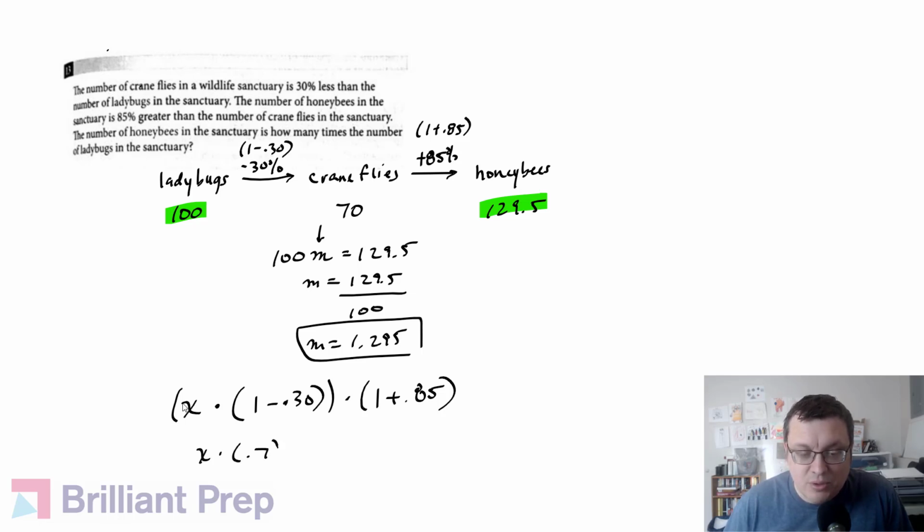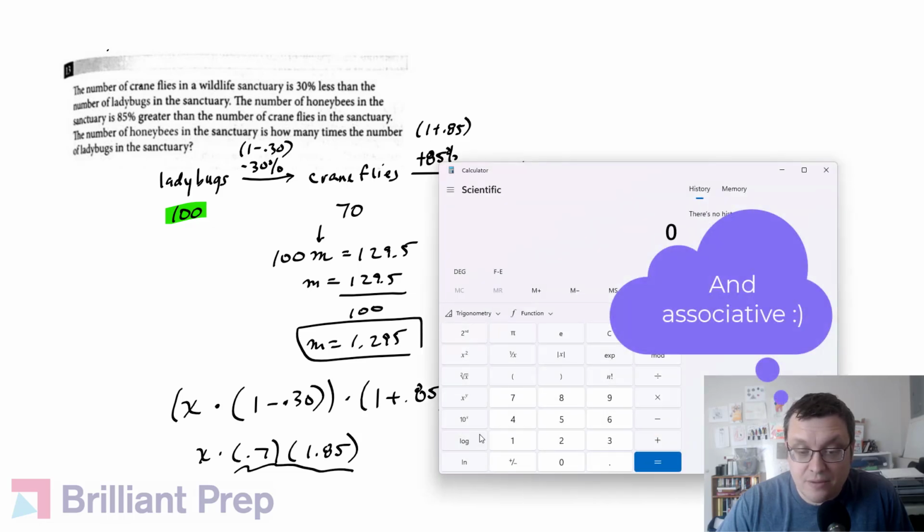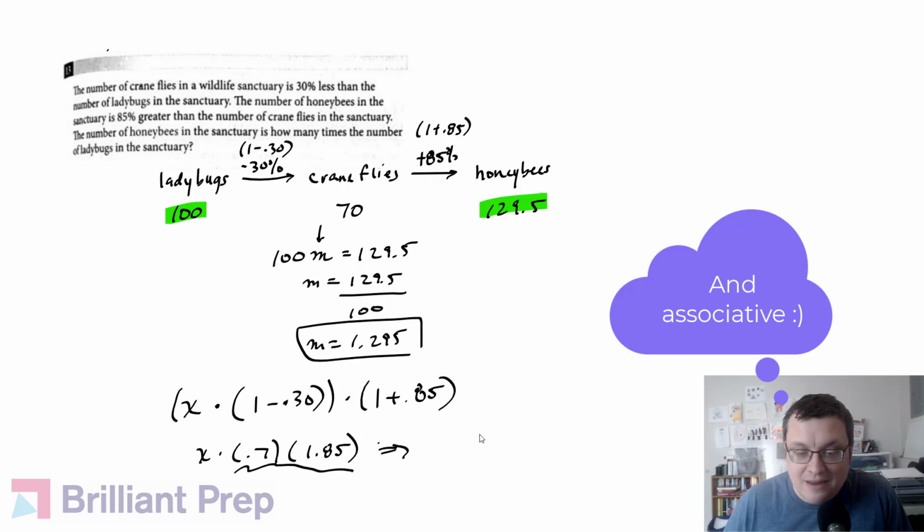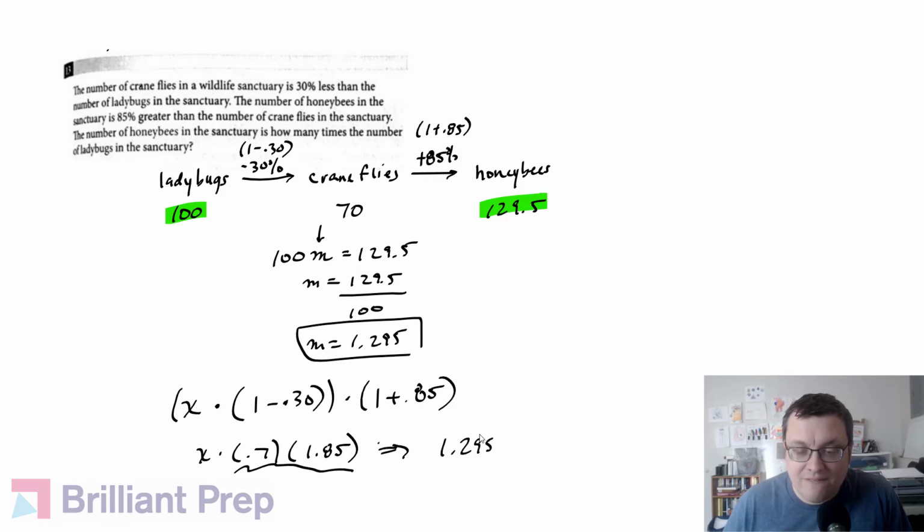So I'm going to write this down here. So it's x times 0.7 times 1.85. And really all I'm going to care about is this product here. That's the beauty of multiplication. It's commutative. And so I can just do the 0.7 times 1.85 first. And look what we get. We get 1.295x, which is literally what we had above when we were determining the multiplier. So we can see here, whatever the number of ladybugs is, we multiply it by 1.295. And that gets us the honeybees. So either way, we should get 1.295 as the answer.